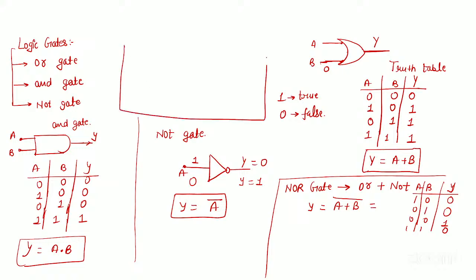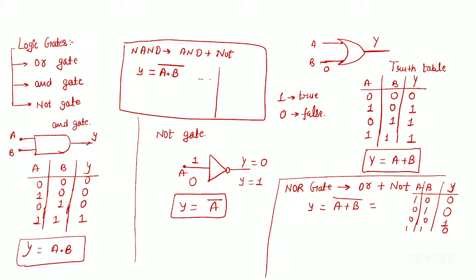Now another gate is the NAND gate. NAND is the combination of, you can easily guess it, AND plus NOT. So the truth table for AND is 0 0 0 1. It would be written as Y is equal to A dot B. This is for the AND gate. To convert it into NAND, we just put a bar on it.